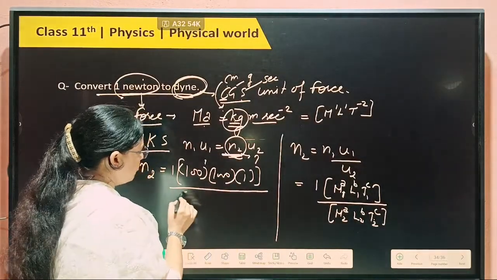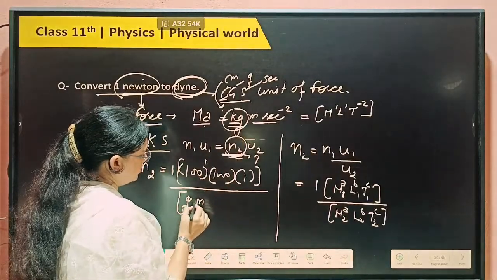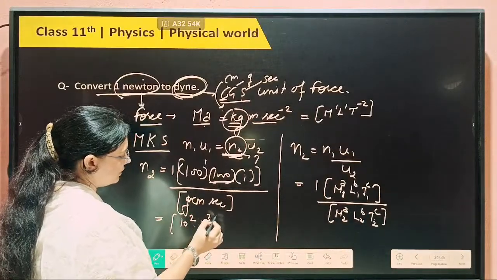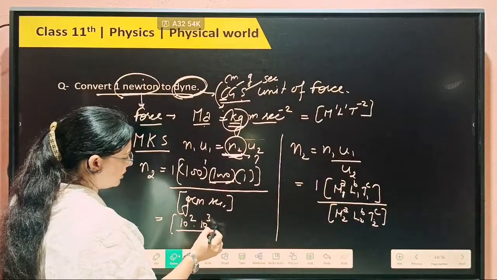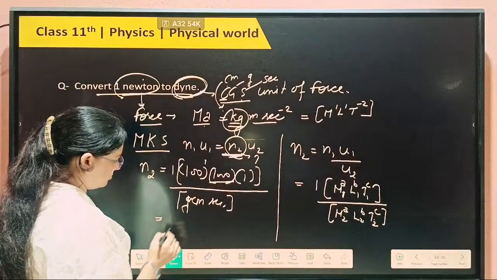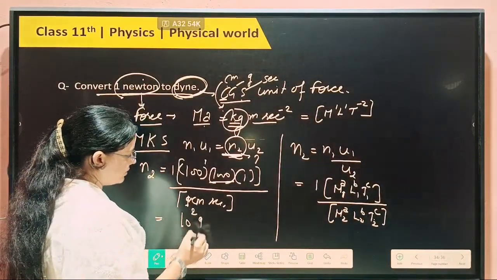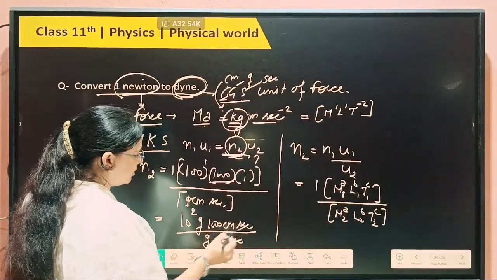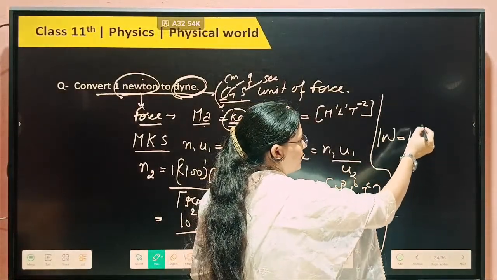So for this we have gram, meter, centimeter, second to the power minus 1. Here we write the powers: 10 raised to power 2 and 10 raised to power 3, then gram, 1000 centimeter, second. Then here it becomes 10 raised to power 5. So we can write 1 Newton equals 10 raised to power 5 dyne.